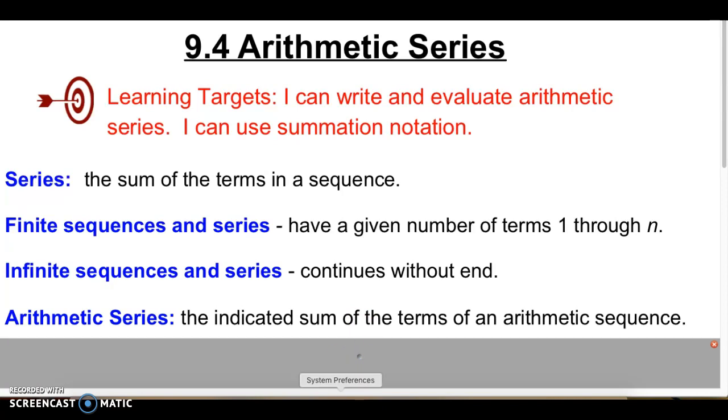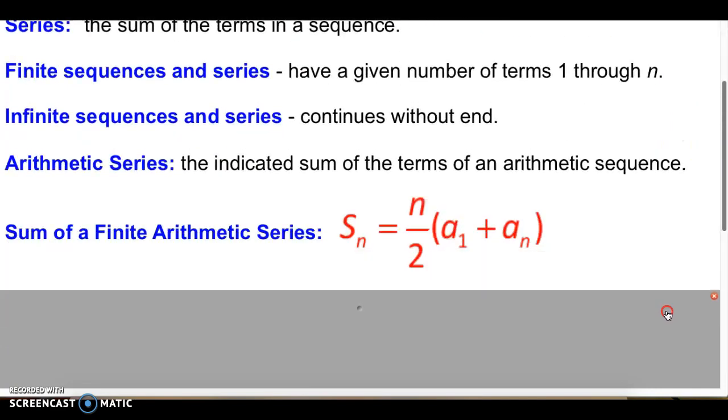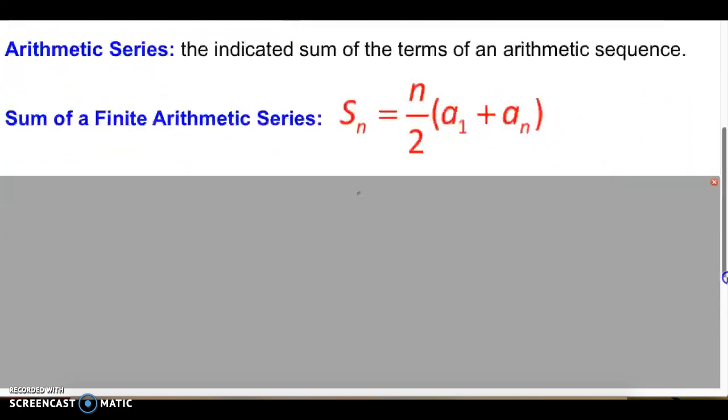So arithmetic series means the indicated sum of the terms of an arithmetic sequence, and here is the sum formula. You take the number of terms divided by 2 and then you multiply that by the sum of the first and the last terms.